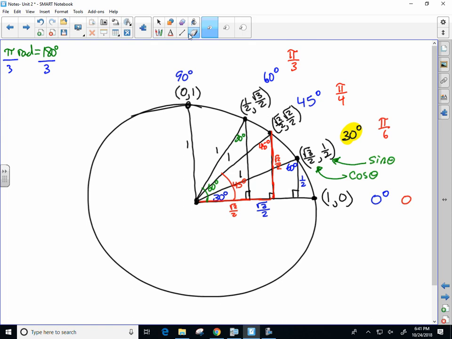Okay. I do the same thing for the 90. A little easier to see, probably. I want to make my 180 into a 90, divide by 2. So pi over 2.